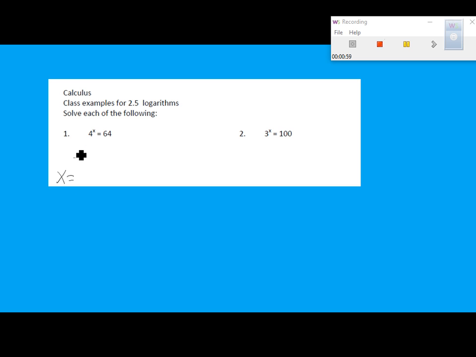So what I'm going to do is take the log of both sides. So I've got log of 4 to the x equals log of 64. So I took the log of both sides. Now we'll review rules of logarithms as we go today, but one of the many rules of logarithms is your exponent can come down front. So I've got x log 4 equals log of 64. Now to solve this for x, I'm going to have log 64 divided by log of 4.